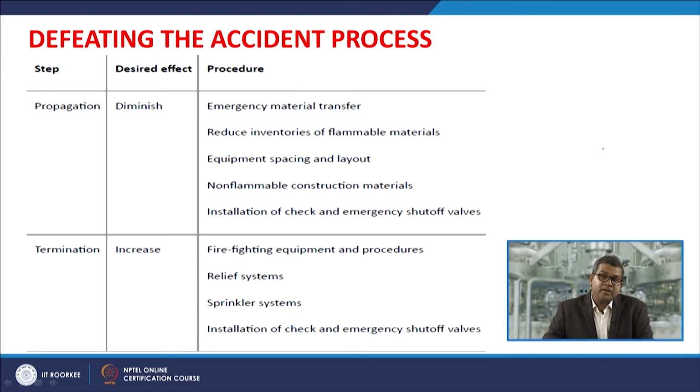Propagation should be diminished, it should be decreased. You must have emergency measures, like emergency material transfer, reduced inventory, and so on. That you can devise on your own based on your technical knowledge and technical competency. Then termination, you must increase by firefighting equipment, procedures, relief systems, sprinkler systems, etc. So you need to devise based on technical knowledge, safety knowledge, technical competency, managerial support. Based on all these aspects, you can go ahead with these three steps: initiation, propagation, and termination.